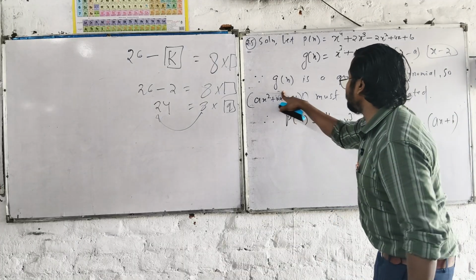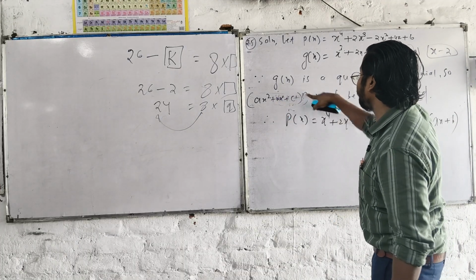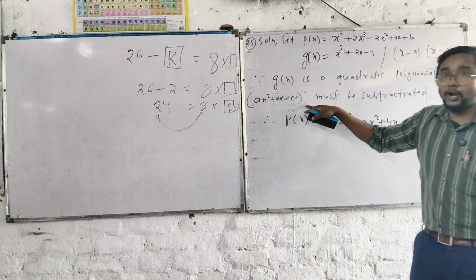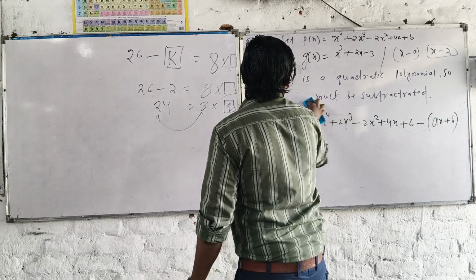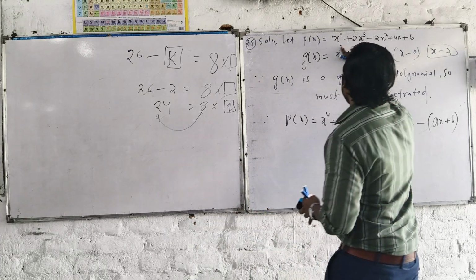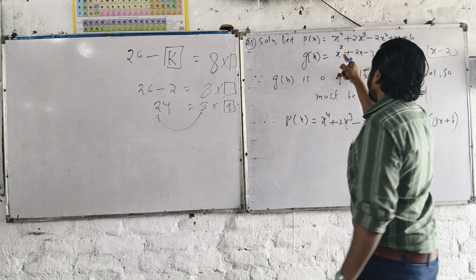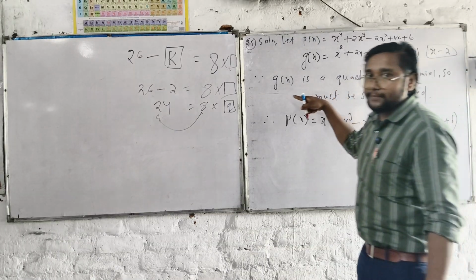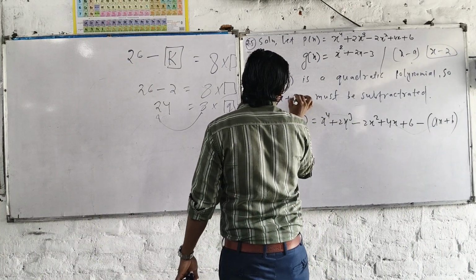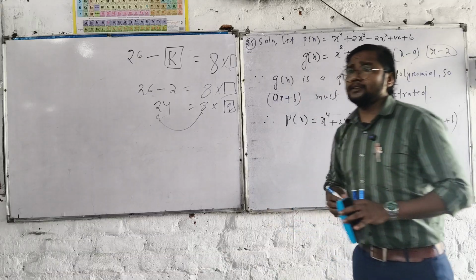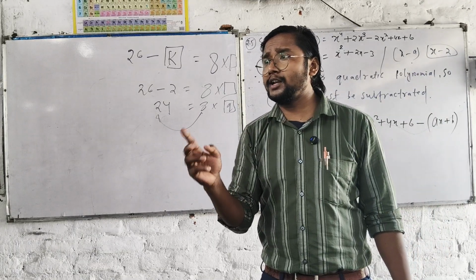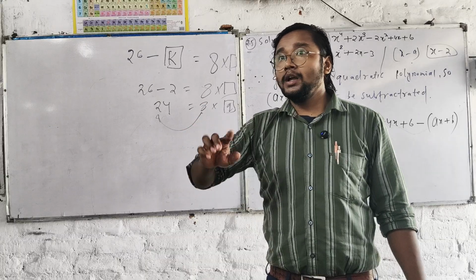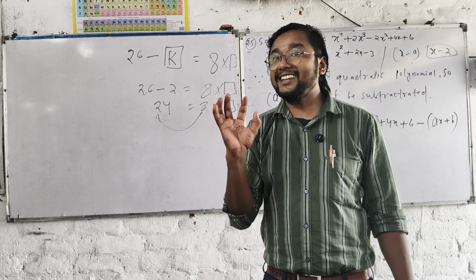Don't write something else. You have to write the general form. The general form of the linear polynomial is ax plus b. So what kind of polynomial is this? Quadratic polynomial. That one must be subtracted. So the general form, always keep in mind. General form of the linear polynomial. No, I'm sorry. General form of the constant k.